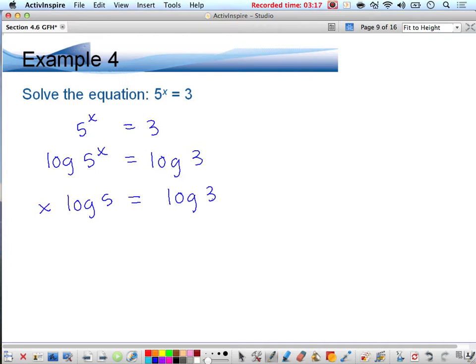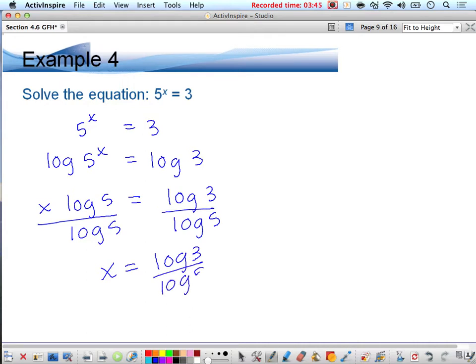Okay. Now that the x has dropped out of the exponent and is down in front, I can get rid of this log of 5 by doing what? What's it doing to the x? It's multiplying. How do you undo multiplication? Division. So we're going to divide both sides by the log of 5. And that's your answer. x equals the log of 3 divided by the log of 5.